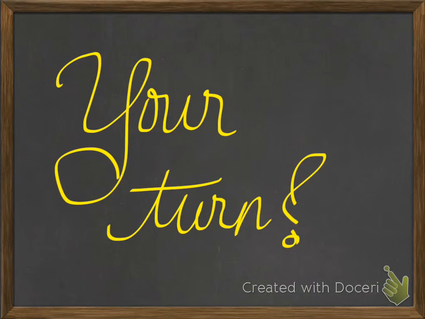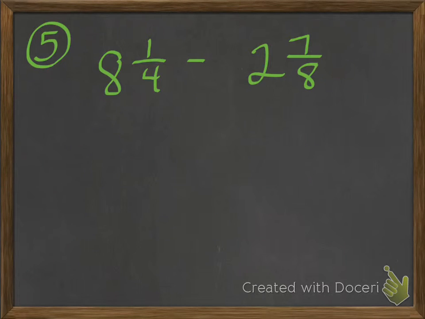All right, your turn. Now that I've shown you how to do it, you show me what you can do, and I will show you the correct answer at the end with all of my work. Okay. Number 5 is 8 1/4 minus 2 7/8. Go ahead and solve that problem. Pause the video while you're doing it, and then you'll see the solution.